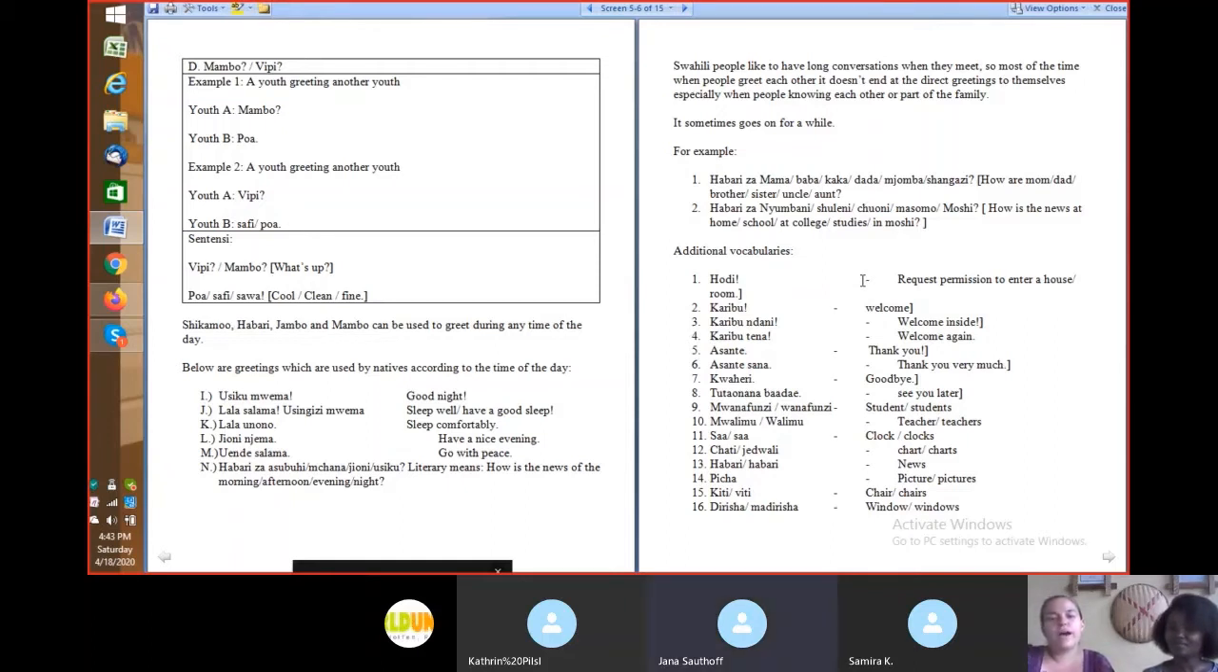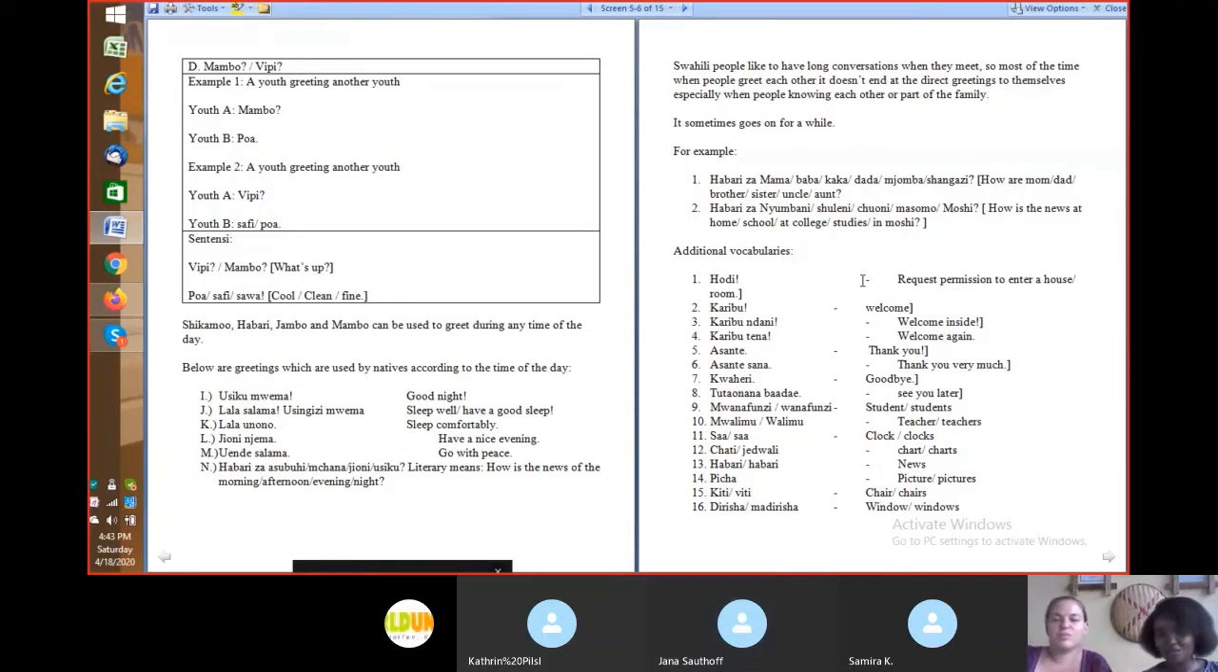A goodbye in Swahili is kwaheri, but some people say tutaonana baadaye, like see you later, or see us again. And sometimes instead of tutaonana baadaye, they just use baadaye, which means later, until later. And then we have just a few nouns.